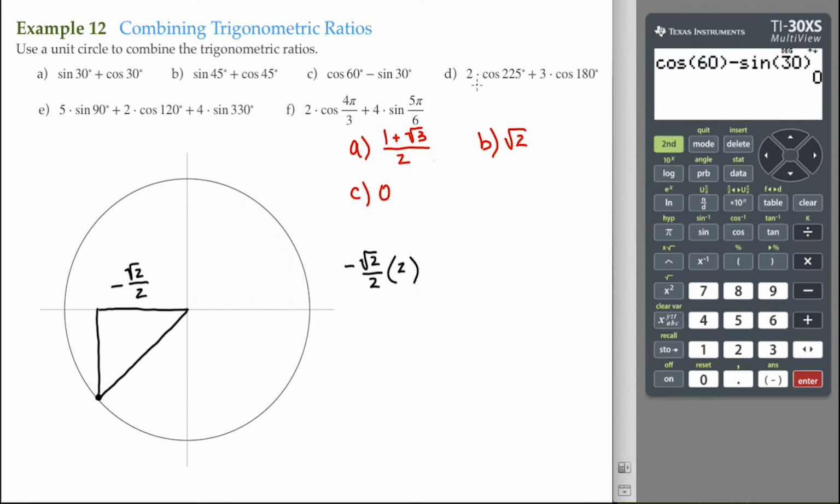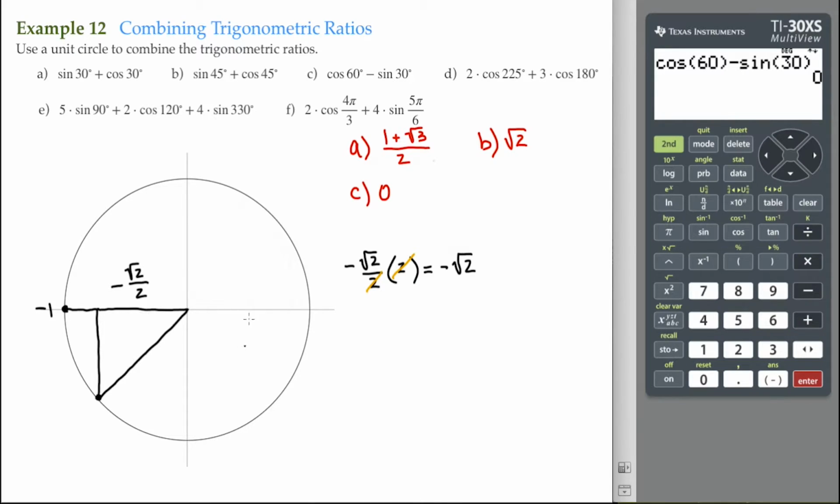times 2. These are going to cancel. So it winds up being negative root 2. So 2 times the cosine of 225 degrees is negative the square root of 2. We're going to add that to 3 times the cosine of 180 degrees. Cosine of 180 degrees, that's right here. And of course, that's this here. That's negative 1.